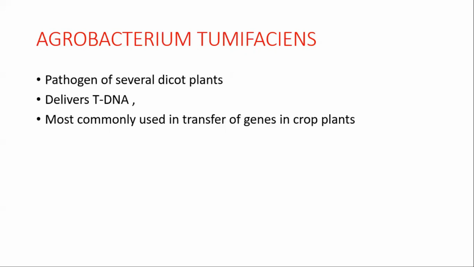So where it is mainly used, it is used in transfer of genes in crop plants. Very, very important point. Which of the following species is being used for transfer of genes in crop plants? 2018 NEET question. It is going to be Agrobacterium tumefaciens.